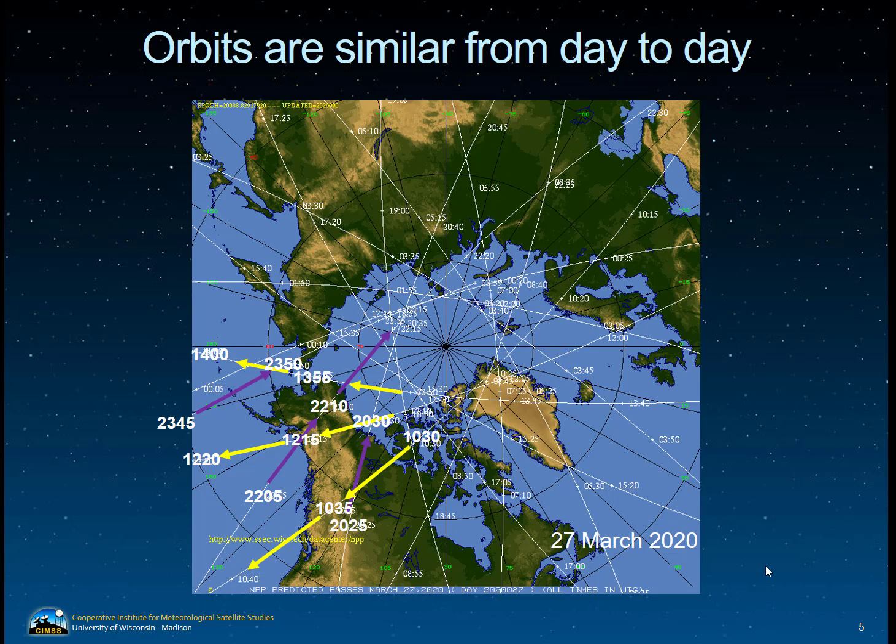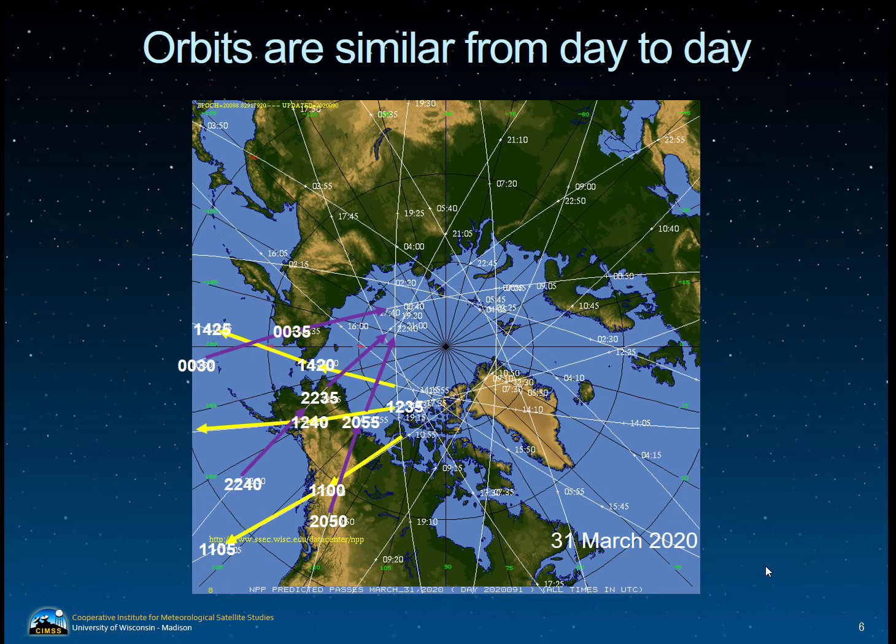If you compare passes from one day to the next, they're fairly similar. So here we have something from March 27th. Here's March 31st. There's a cluster of morning passes and a cluster of afternoon passes. Every 16 days, there's an exact repeat.